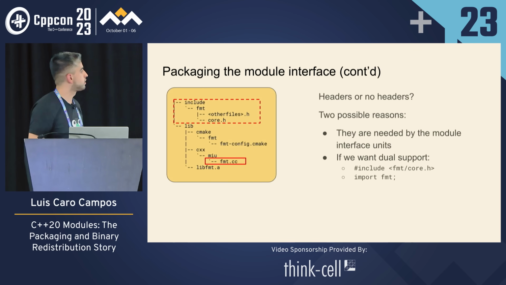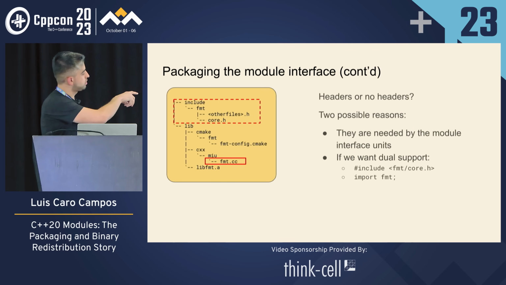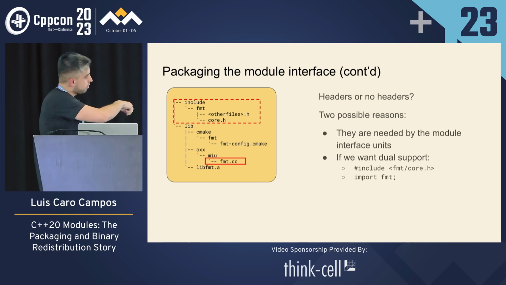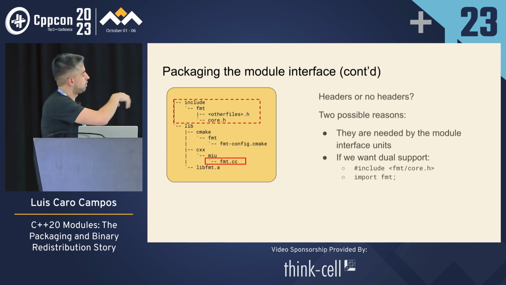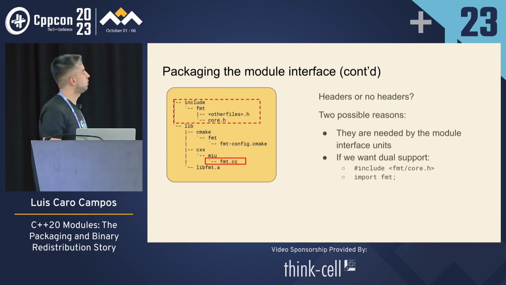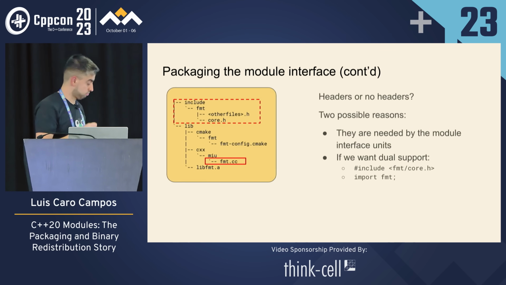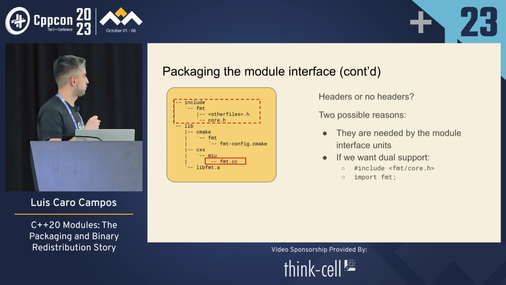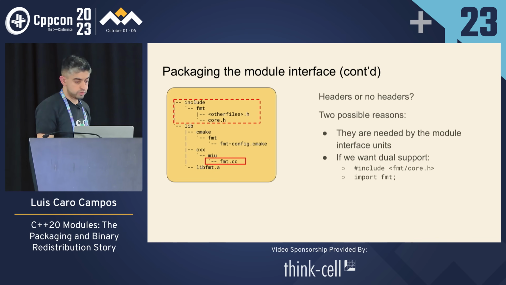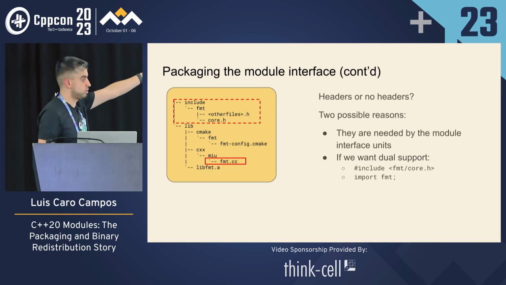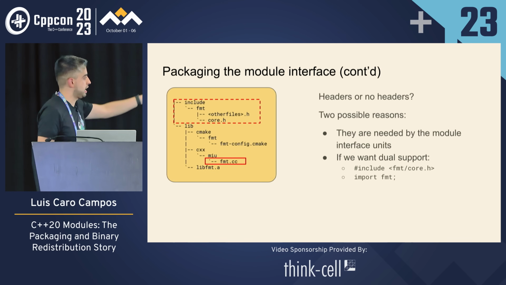Regarding headers, or no headers, I mentioned that we're packaging the module interface file, the source file that does export FMT, and the library, and the generated CMake files as well, and that's an oversimplification. But we may have include files. Why may we have include files? There are two possible reasons for this, and I've actually seen at least hints for both. One, the most obvious one, is that in order to compile this file, we need to include files from FMT itself, because it's shipped that way, and that's actually the reality today.